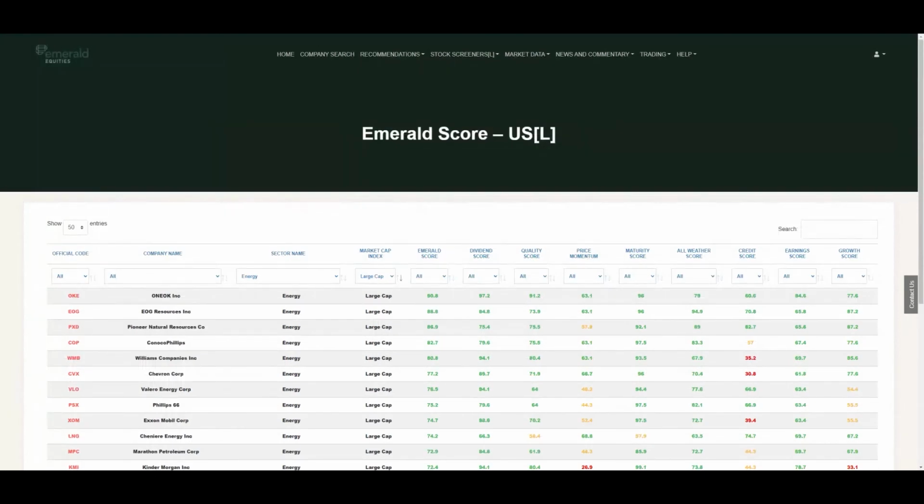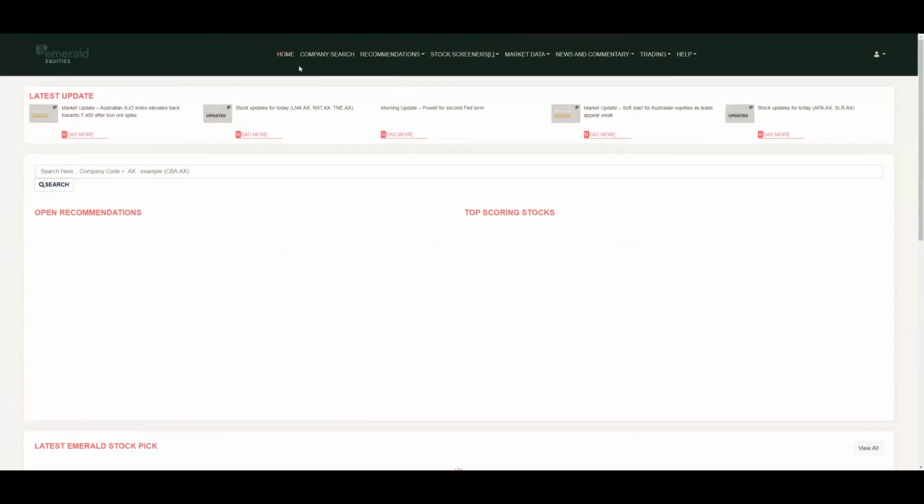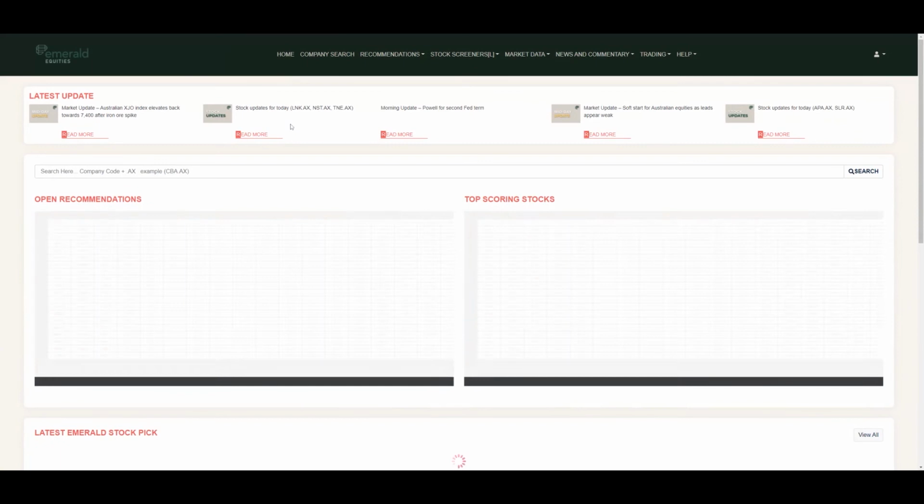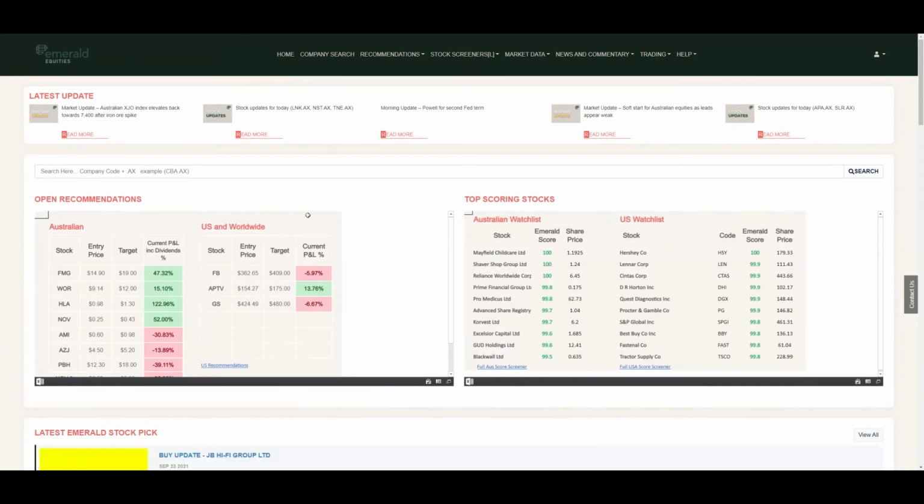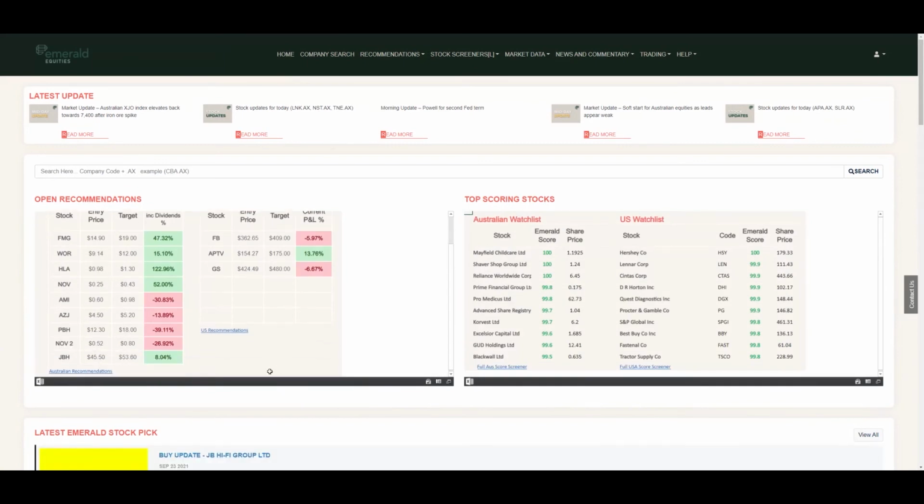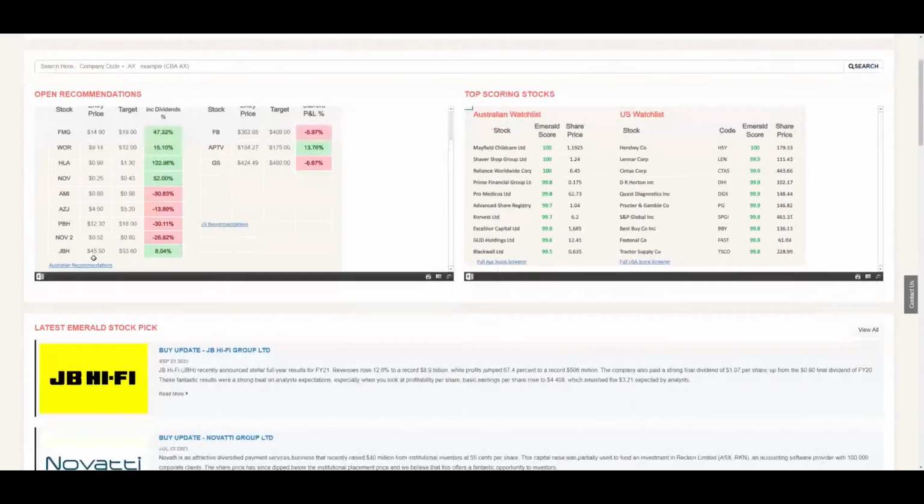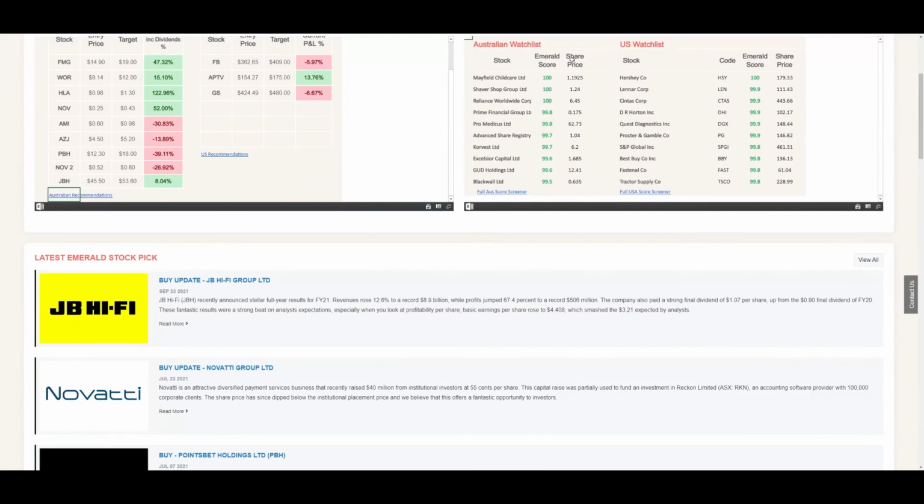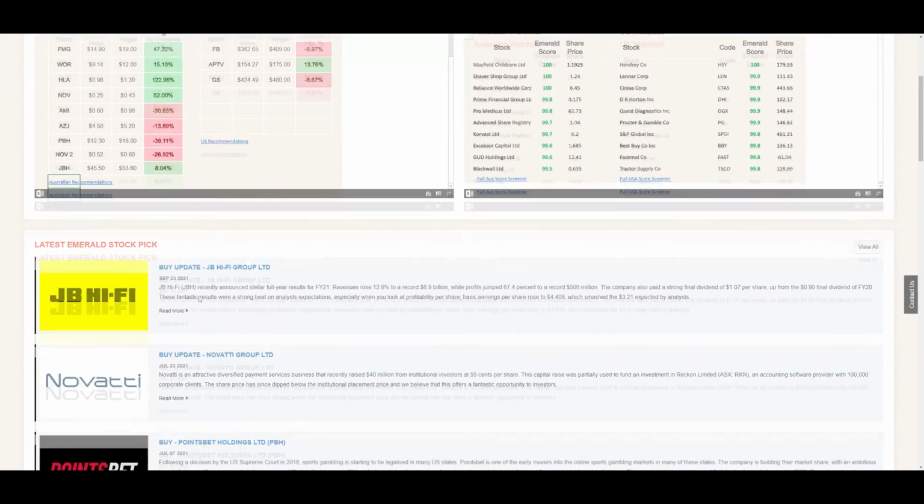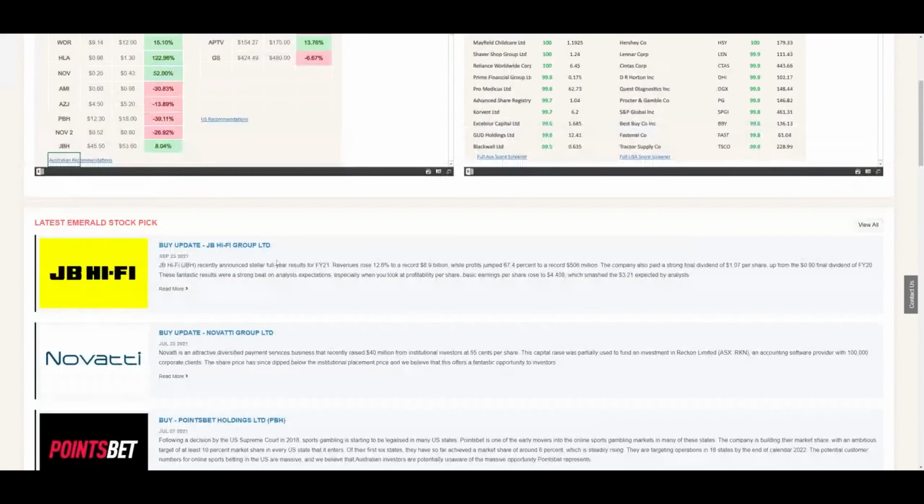I did just want to run through as well some of the stuff that we provide on the Australian market. Like I said, our market is probably a bit more focused on the value space. And if we look at our recommendations, you'll find that they do tend to focus a bit more on the value side of things. So our most recent stock pick was a buy recommendation on JB Hi-Fi. And I will just try and bring that up now. Apologies.